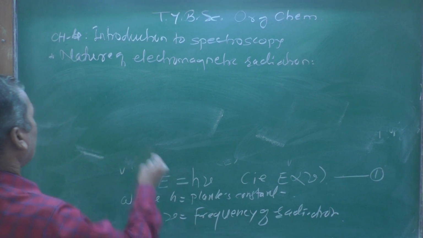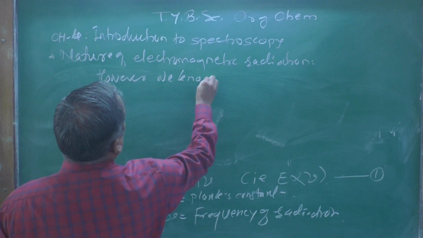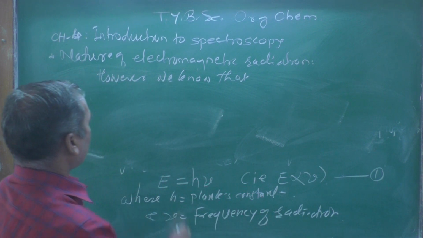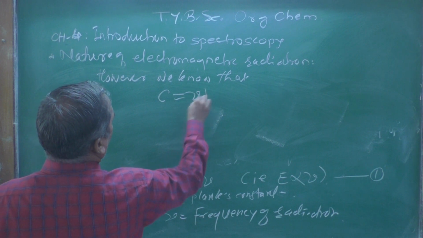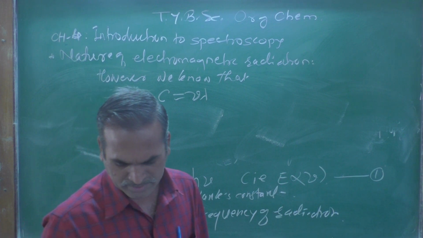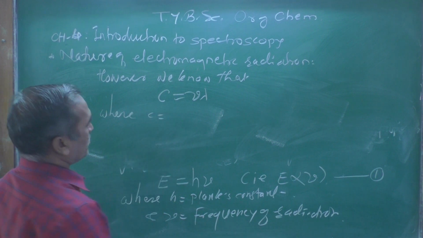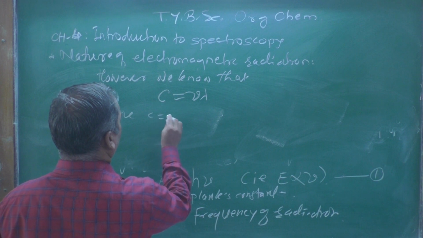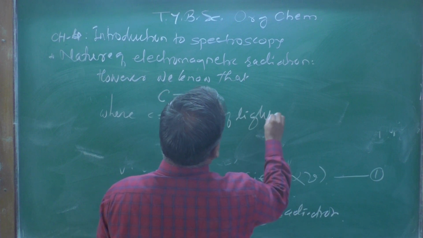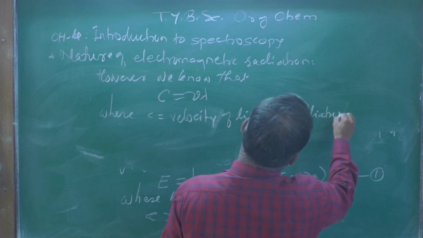However, we know that C is equal to mu lambda, right? Where C is the velocity of light, or here you can consider the velocity of radiation, right?